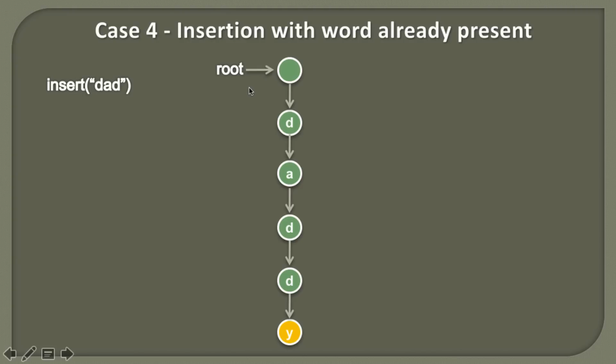So what we do is, we start from the root. We see whether D is present or not. So D is present. So we'll simply traverse to D. We check whether A is present or not. So A is present. So we'll simply traverse to A. We check whether D is present or not. So D is present. So we'll simply traverse to D. And as we know that we have inserted this word completely, one last thing we do is, we simply mark D as the end of the word by making the boolean value isWord true.